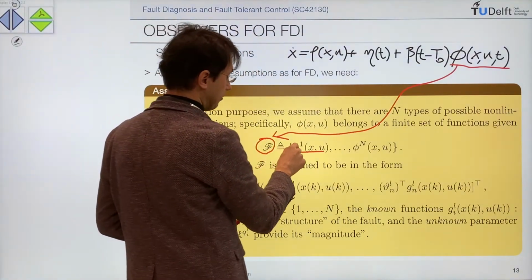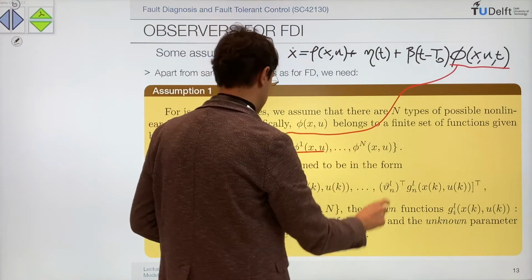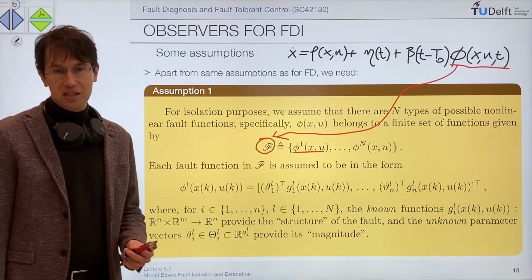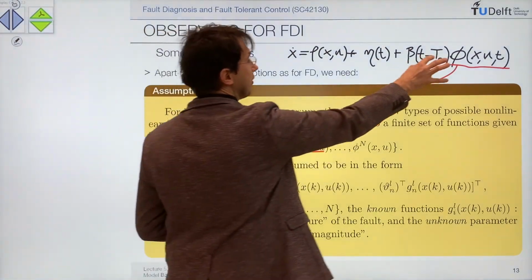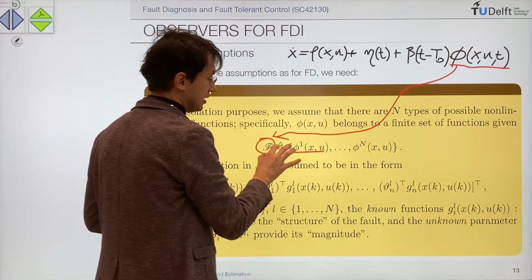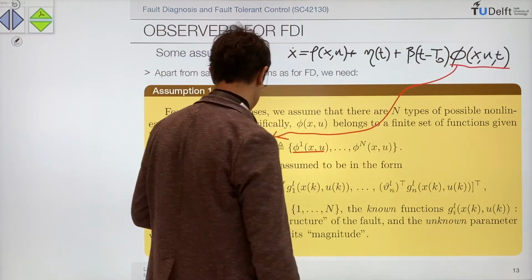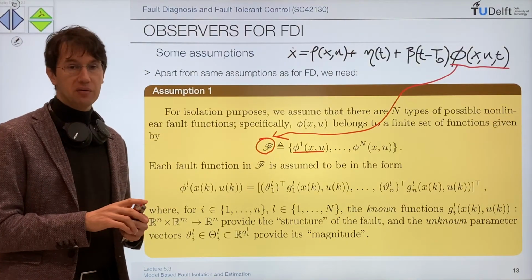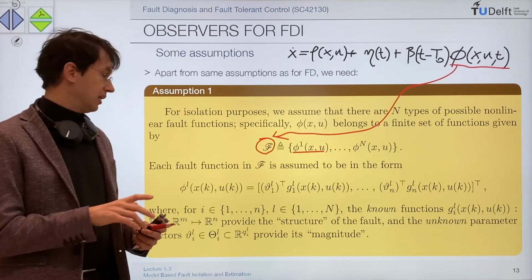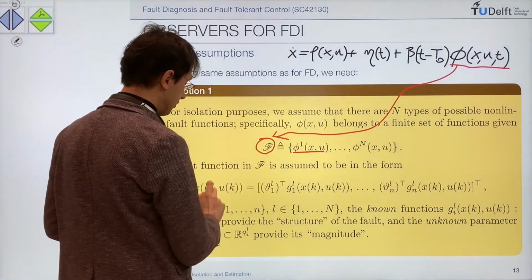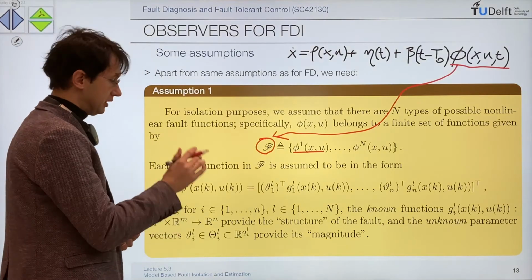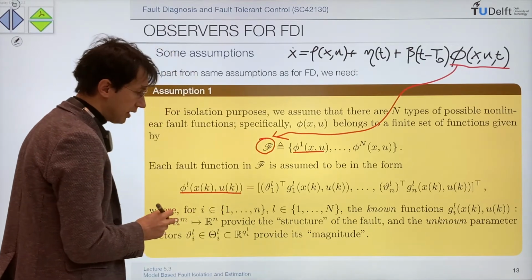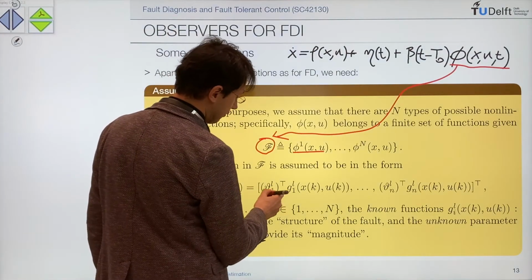So we have a phi for fault number 1, one for fault number 2, and so on. And this makes sense because we describe things with models, with functions, and then our knowledge base is described using a collection of those functions. Anyway, we assume that we have a particular form for these functions. So they are not completely general, but every one of those functions can be actually written in a form like this.